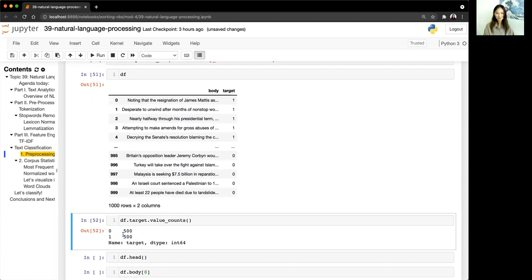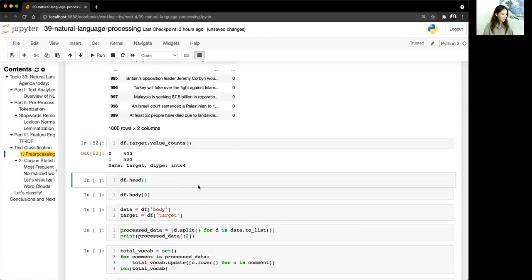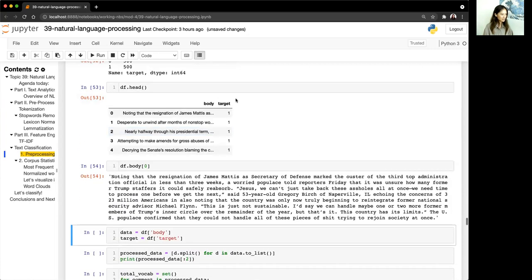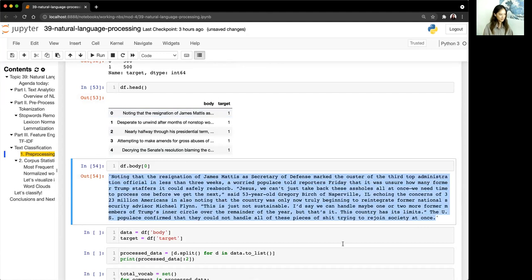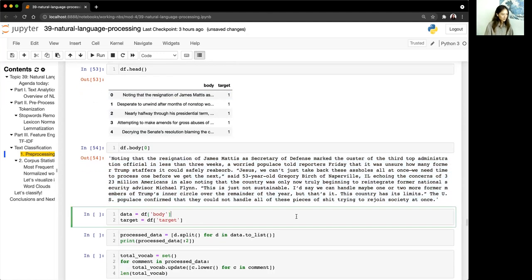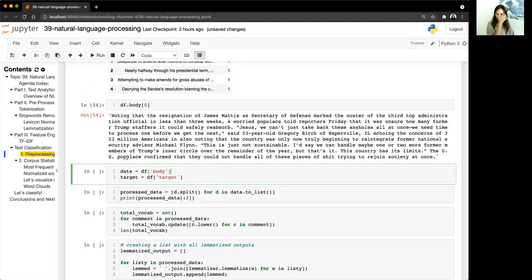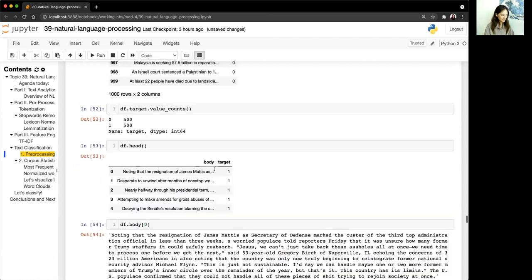Oh, by the way, you can also do df.head on text data exactly the same way that you would with regular non-text data. So df.head, df body 0. So this is just an example of text. So cool. Now let's split up our X and Y. In this case, our X is just the one column of the long strings. And then our Y will be, as usual, our target.